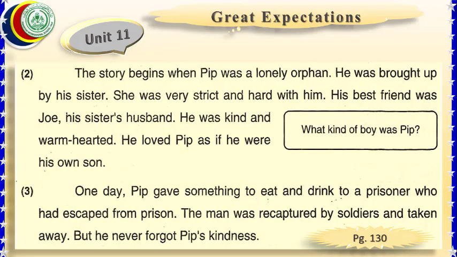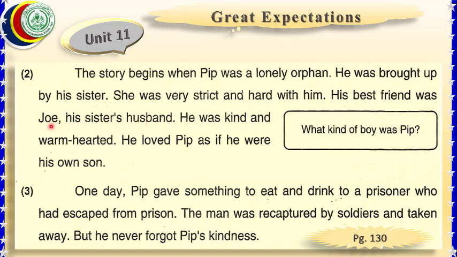In the second paragraph, it is mentioned the story begins when Pip was a lonely orphan. Orphan means a child whose parents have died. He was brought up by his sister. She was very strict and hard with him. His best friend was Joe, his sister's husband.